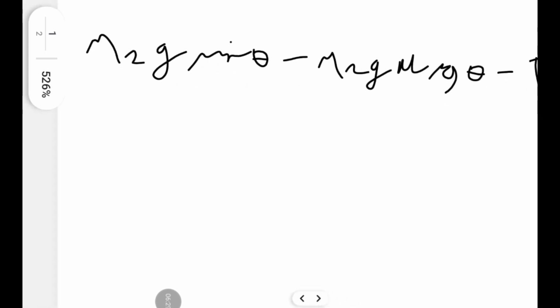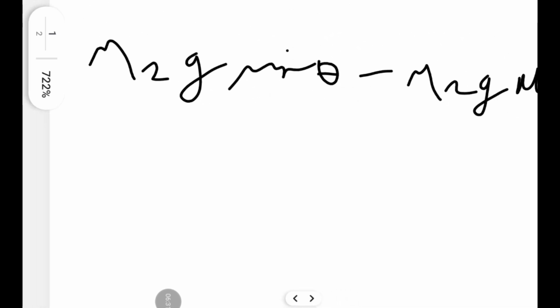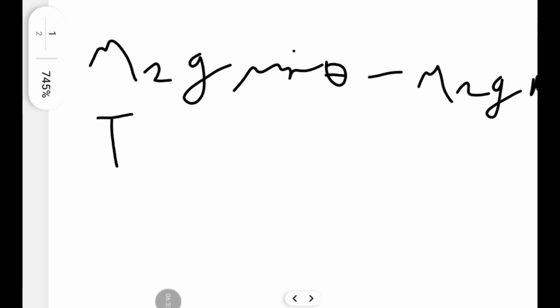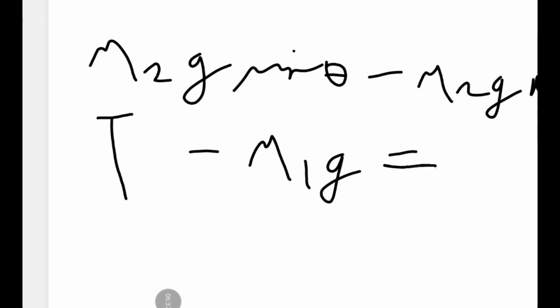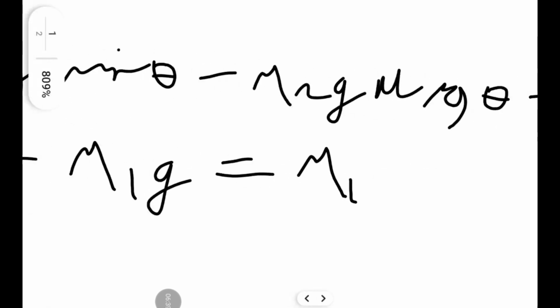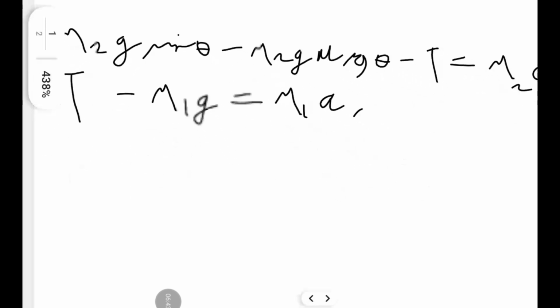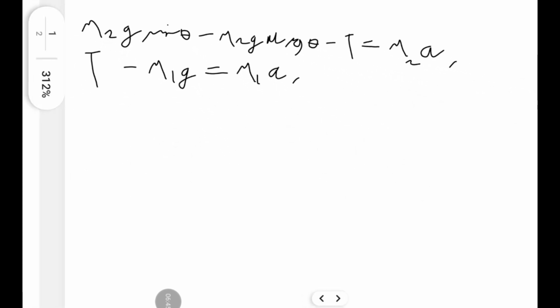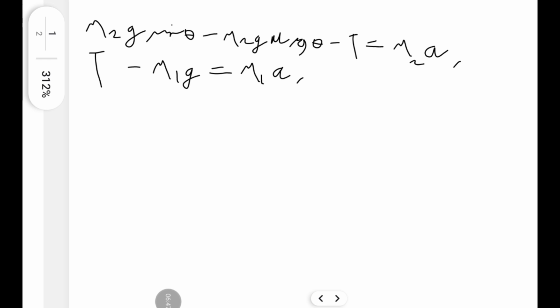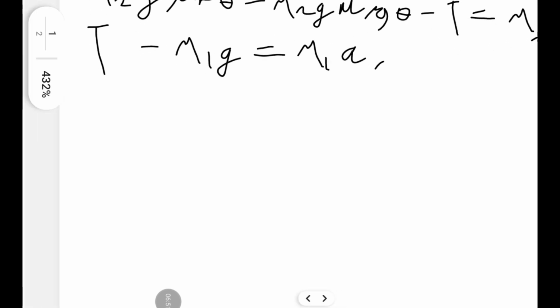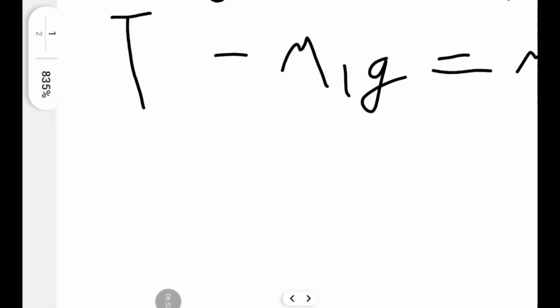And then the next part is similar. It's going to be the tension minus m1g equals m1 times the acceleration. So we have it in that format now. In terms of what to do next, as you can see, we have these two equations. If we add the equations, we can cancel out the tensions. So let's add them, and you'll cancel out the tensions.